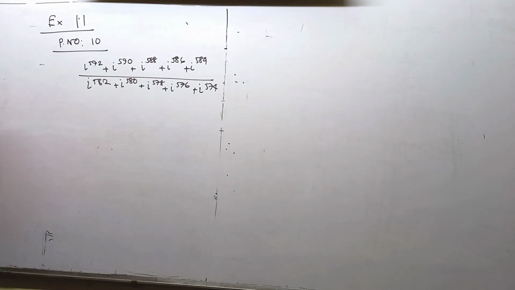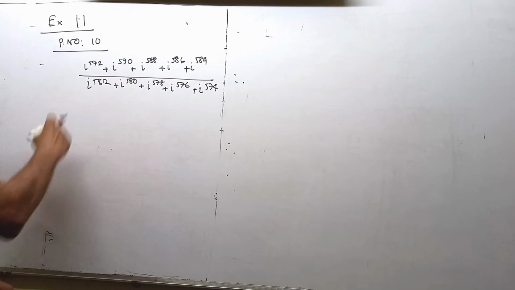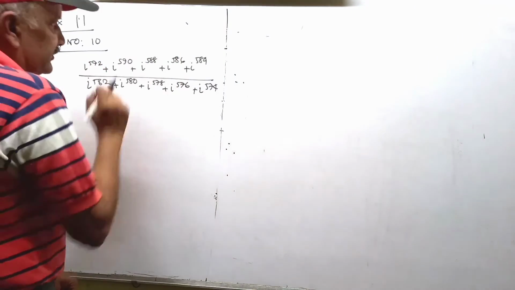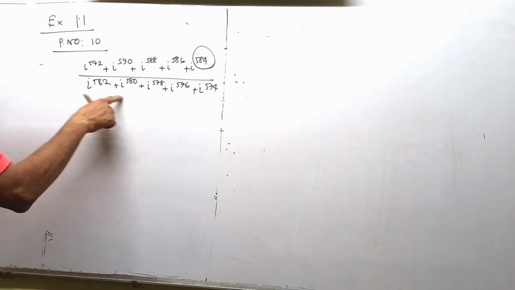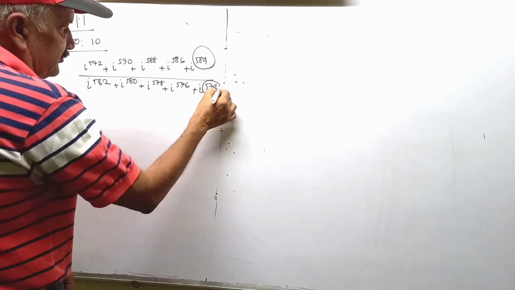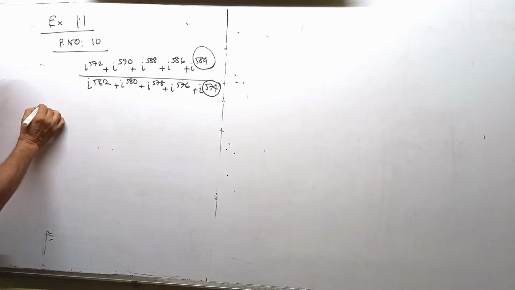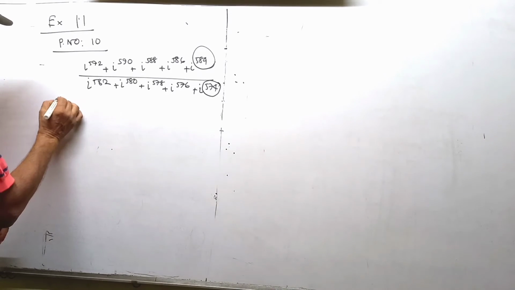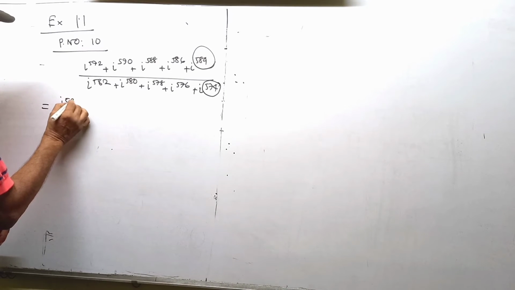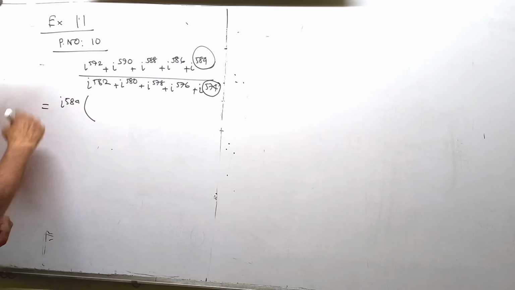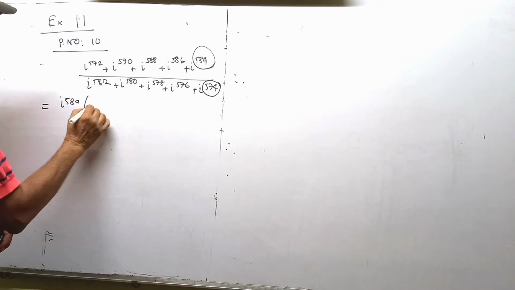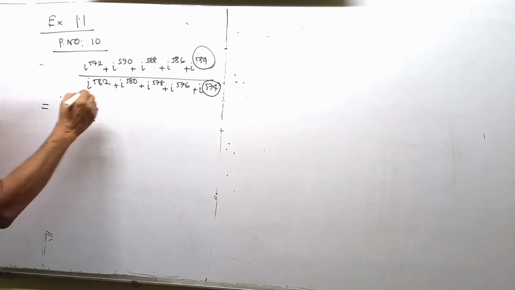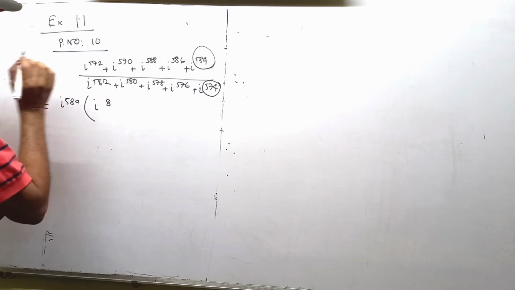How is this problem to be done? 592, 590, 588 and so on. In the upper part, the lowest power is 584. Similarly here is also the lowest power. Do one thing: take common 584 as the common power. So this is to be subtracted. i to the power 8.